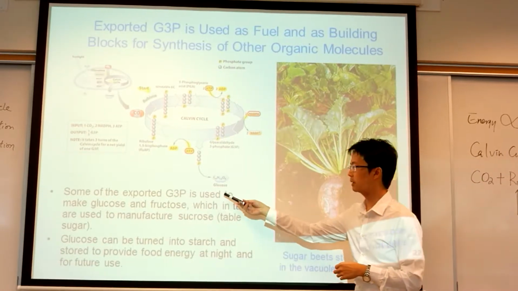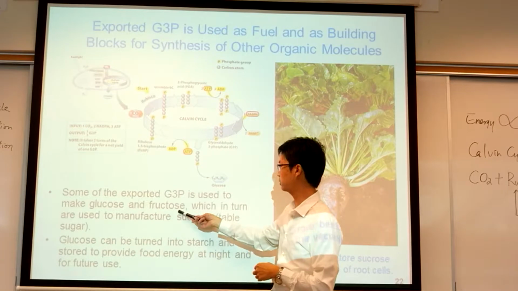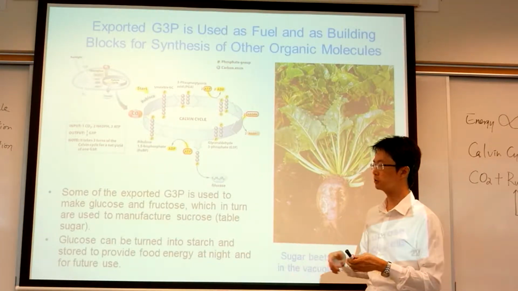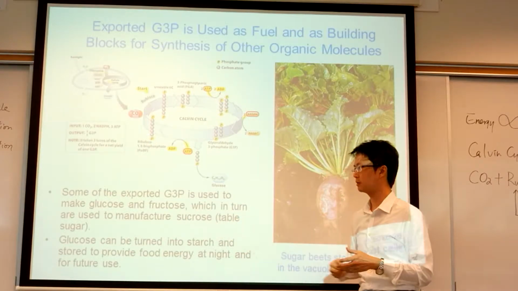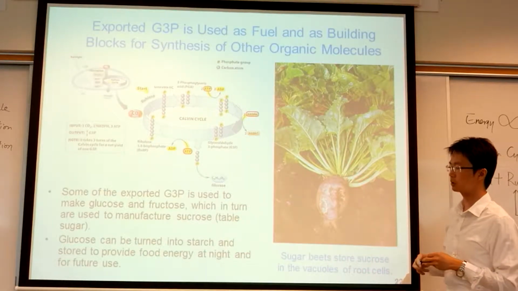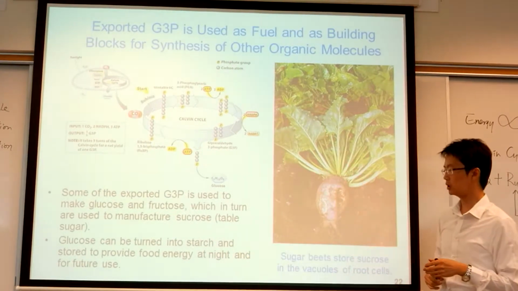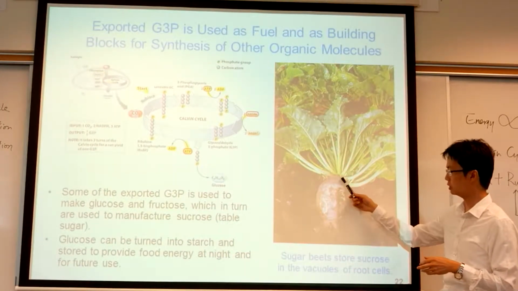So G3P can make glucose, and it can also make fructose. And as you know, glucose plus fructose becomes sucrose. And glucose can also connect to become starch. And starch is usually stored in the root.